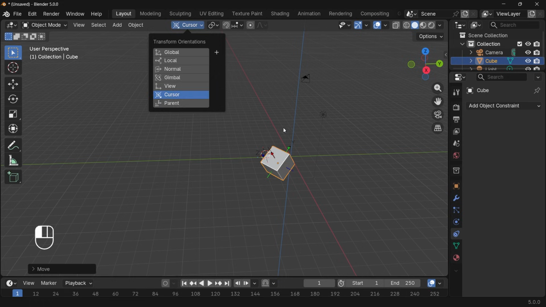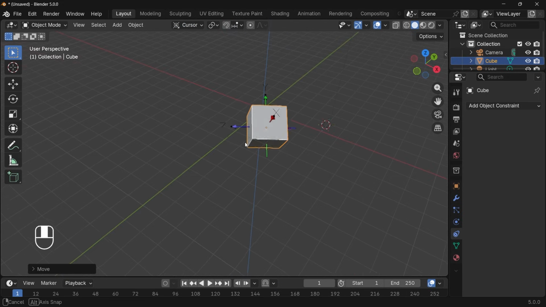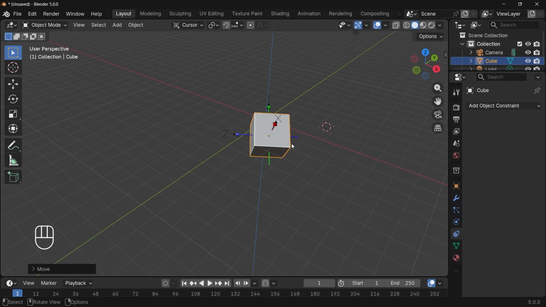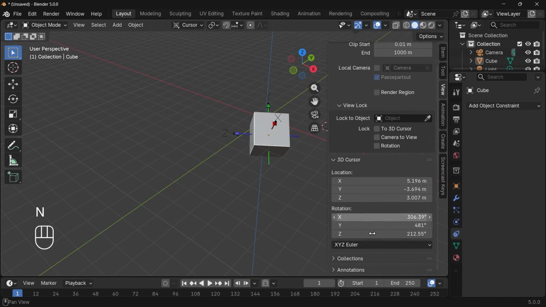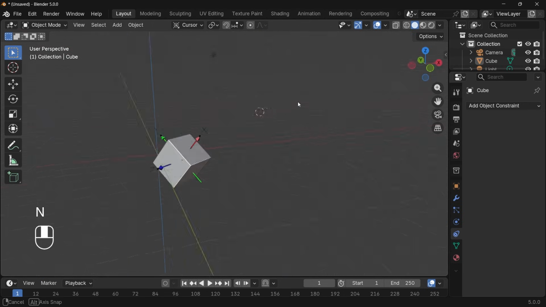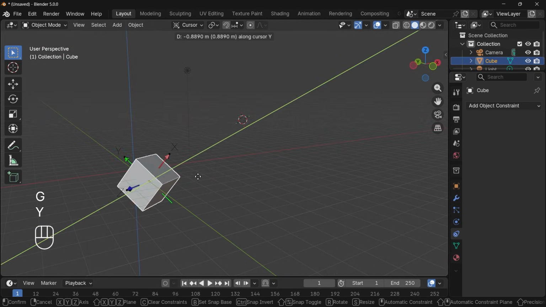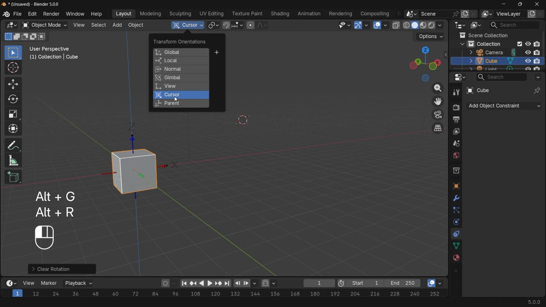And yes, you could keep changing the view, but you would have to keep ensuring that your view is perfect. And again, that's very hard to get precise. So if you want precision, you can just make the cursor follow along that particular rotation that you want, and then you get that axis that you now have free access towards. So that was the cursor transform orientation. Next, you have the parent transform orientation.